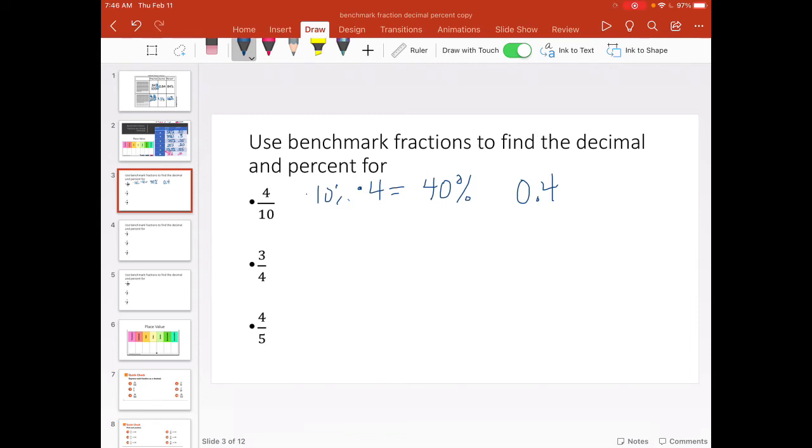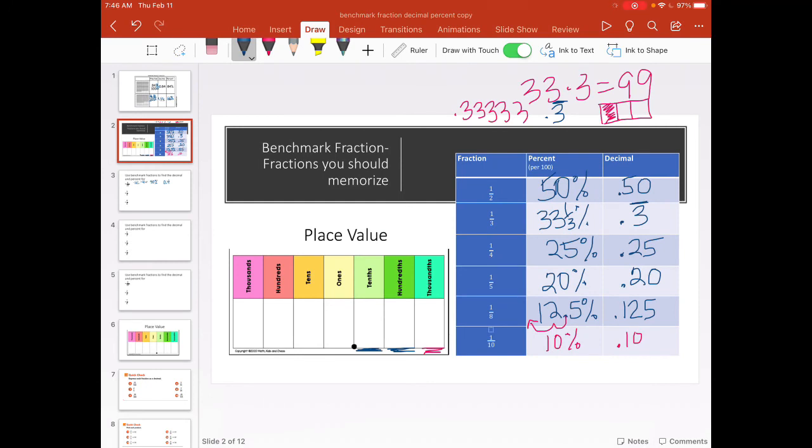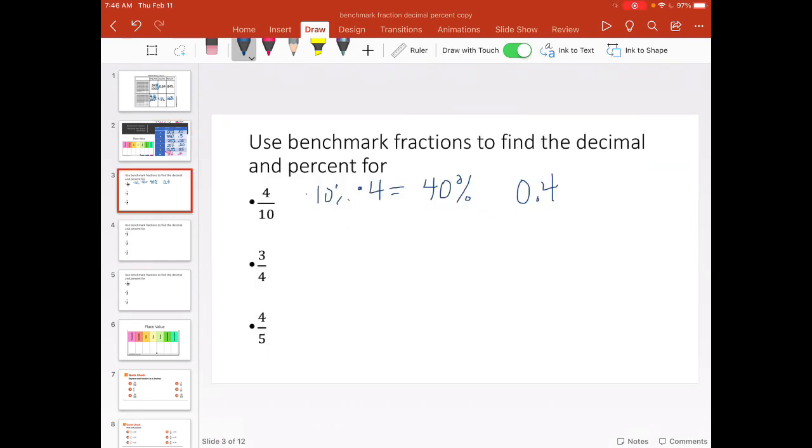3/4. Well, let's look back. 1/4 was 25%. I have 3/4. Well, if I know that I have 25% for 1/4, I'm going to take that times 3 because I want 3/4, and that would be 75%. Again, if we think money, 1/4 is 1/4, and we have 3/4, we would have 75% or 75 hundredths as the decimal. All right, 4/5.